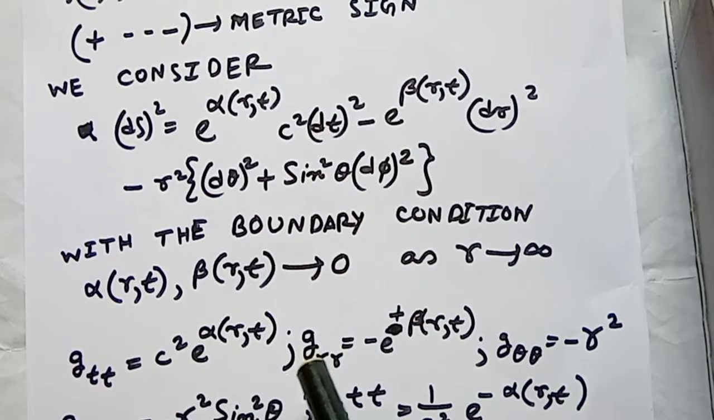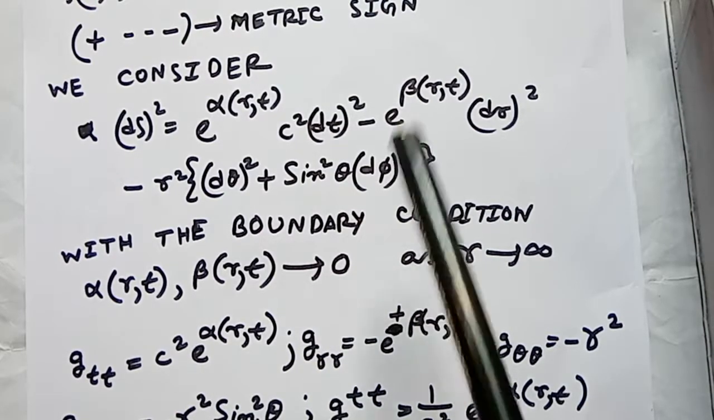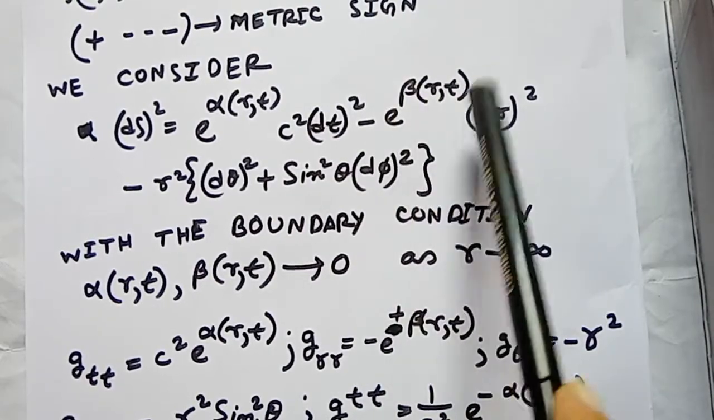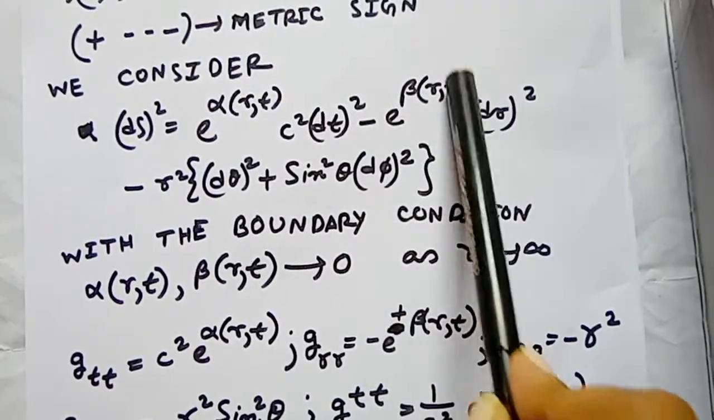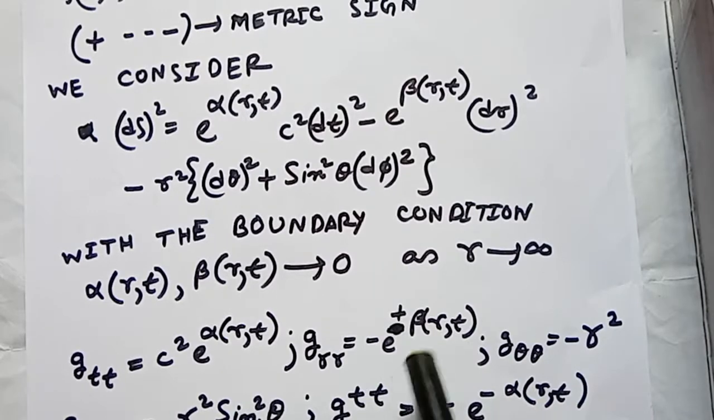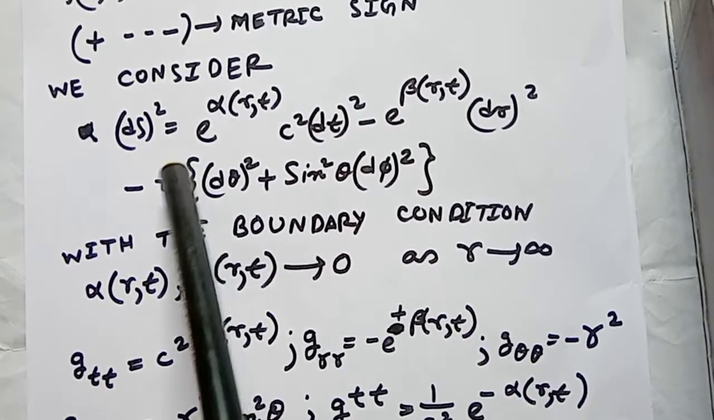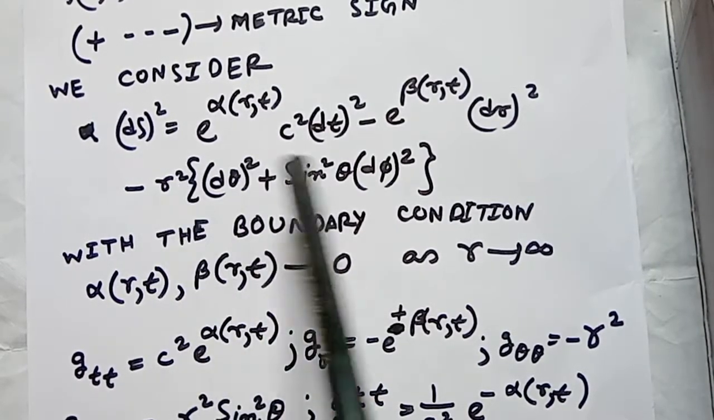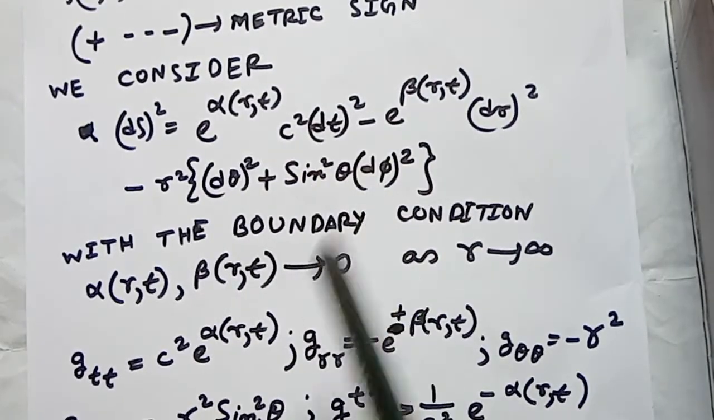Okay, and now g subscript rr, this coefficient, minus e to the power beta(r,t), is called g subscript rr. And g theta theta, similarly, is this r squared coefficient, and g subscript phi phi is minus r squared sin squared theta.